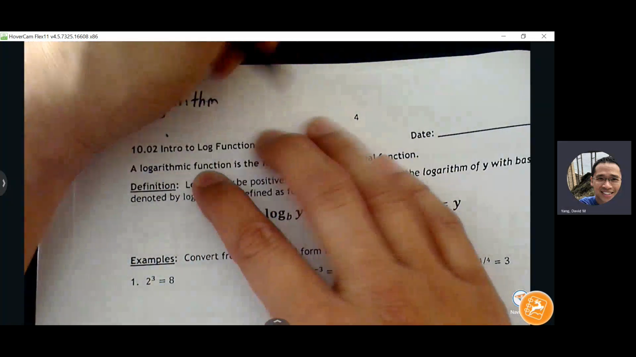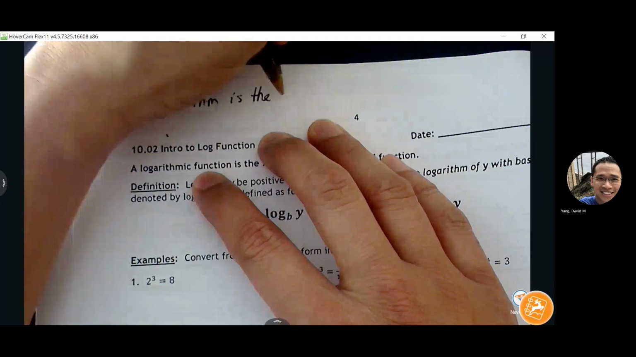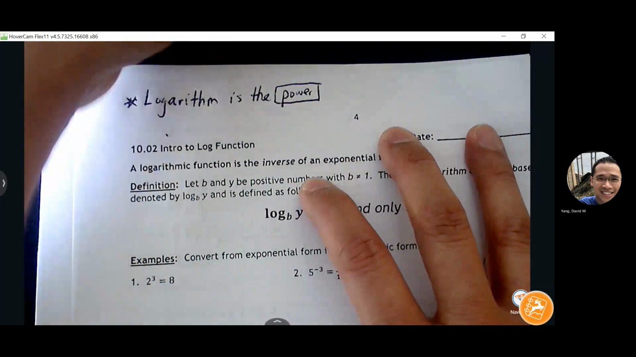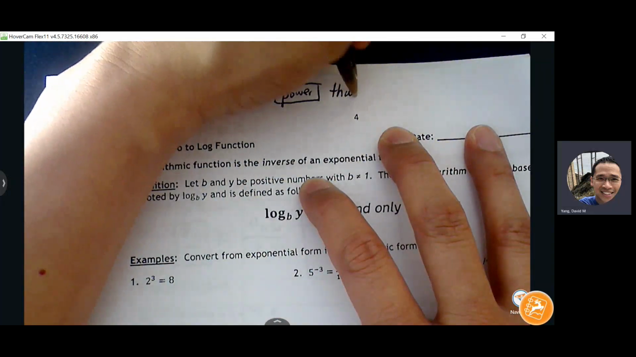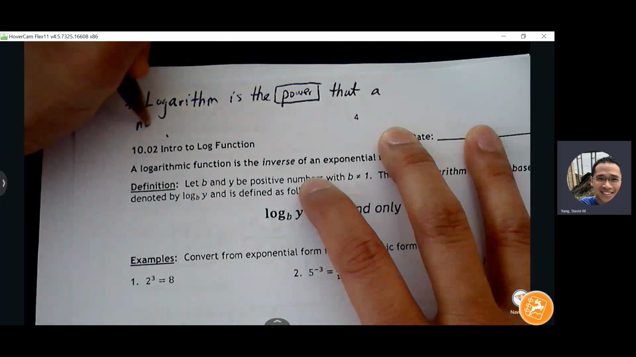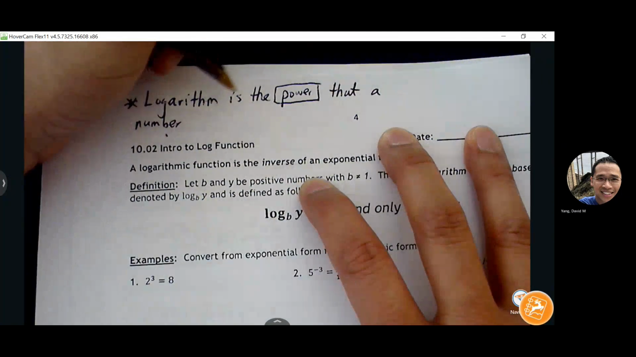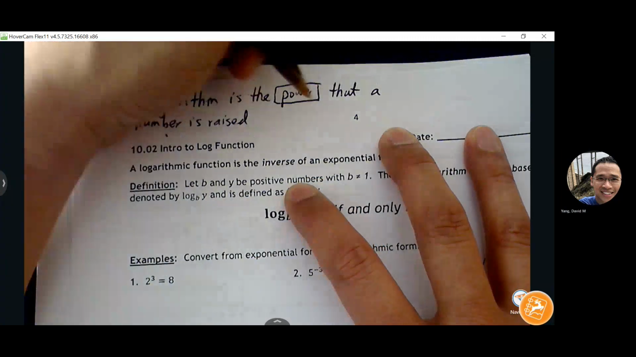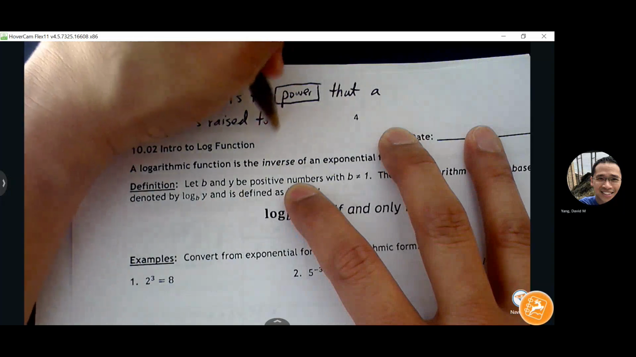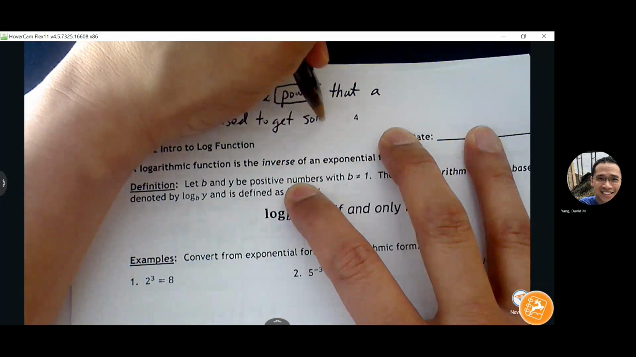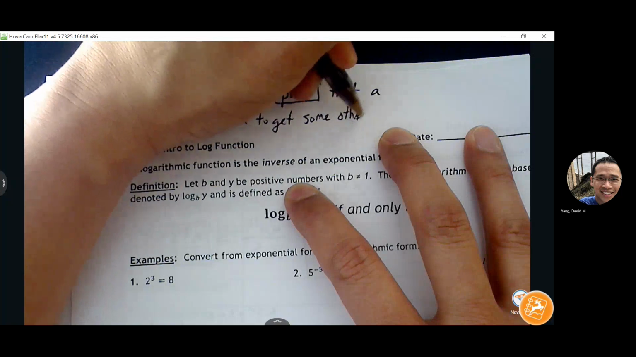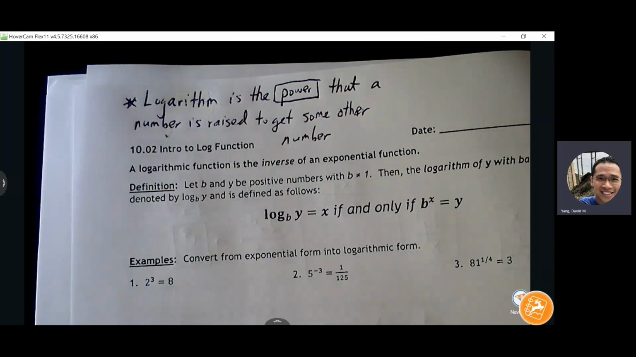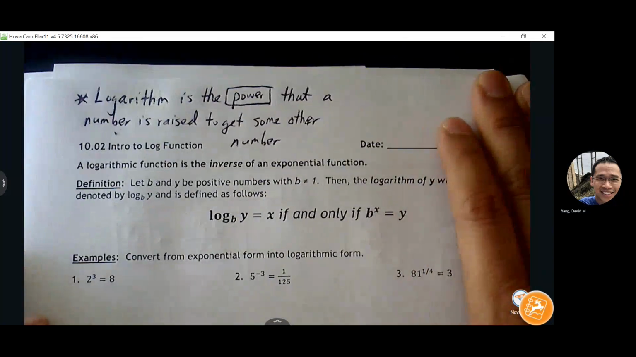Logarithms, or logs, is the power that a number is raised to get some other number. So it's a roundabout way of saying the exponent.